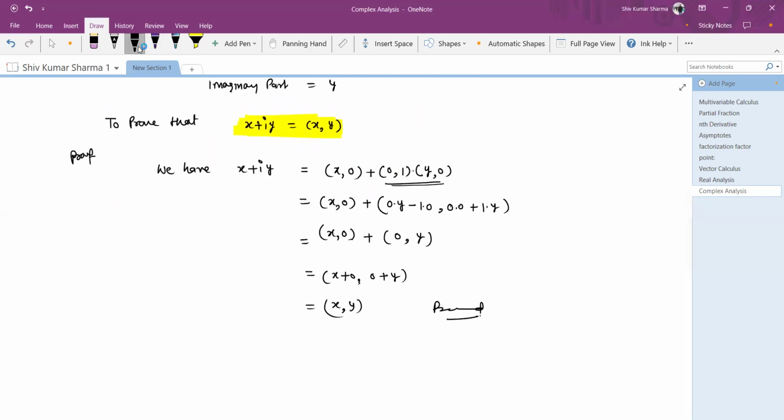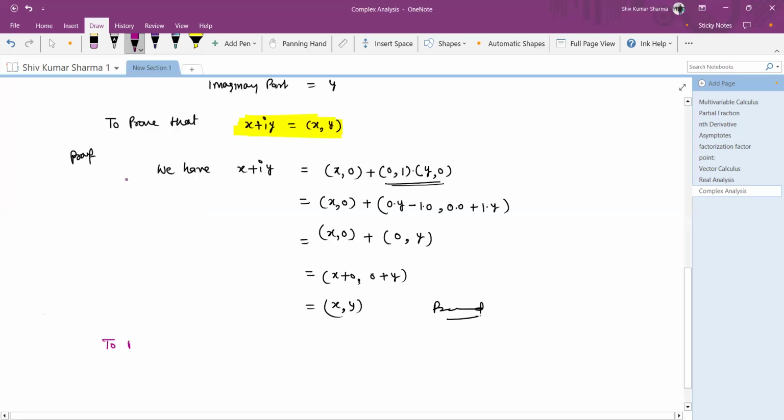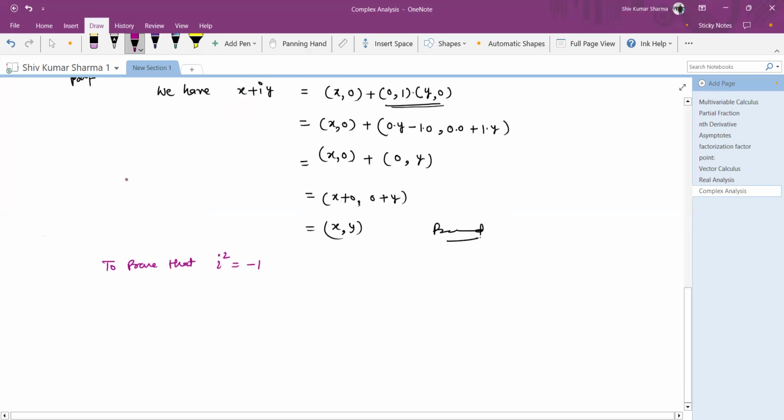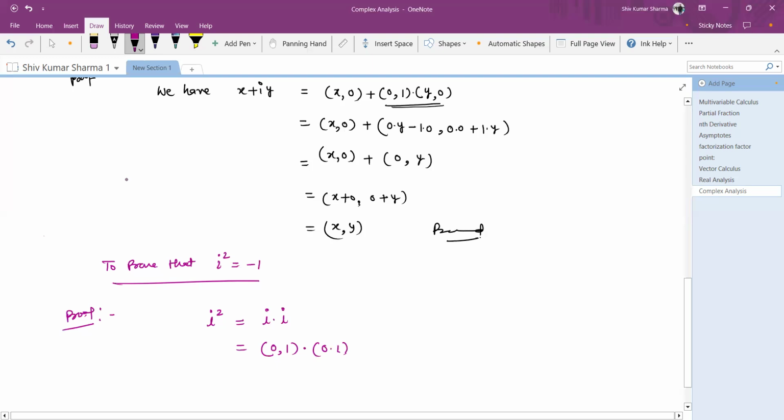Now we move further, to prove that iota square is equal to minus 1. How do we prove this? We do the same thing as previously. We write the LHS: iota square can be written as iota into iota. Iota we write as 0 comma 1 in ordered pair form.